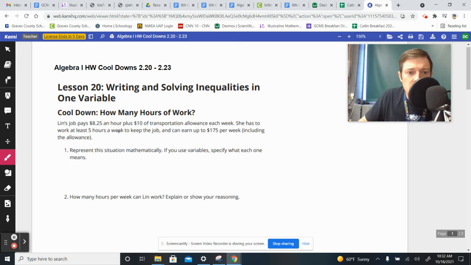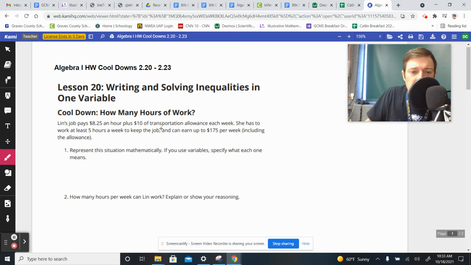And Lynn has this job that pays $8.25 an hour. So we're expecting to see 8.25 times x, or whatever our variable is, plus $10 for transportation allowance each week. She has to work at least 5 hours a week to keep the job and can earn up to $175 per week, including the allowance. So represent this situation mathematically. If you use variables, specify what each one means.